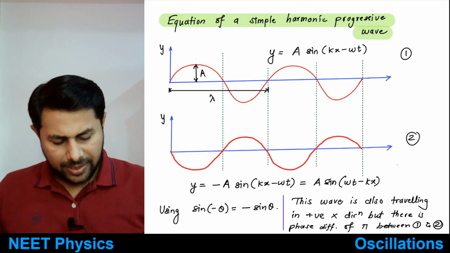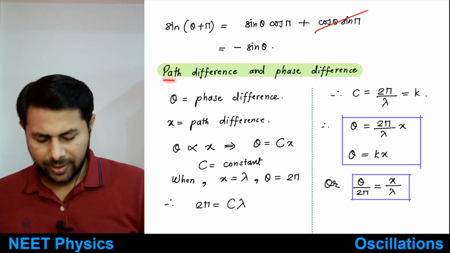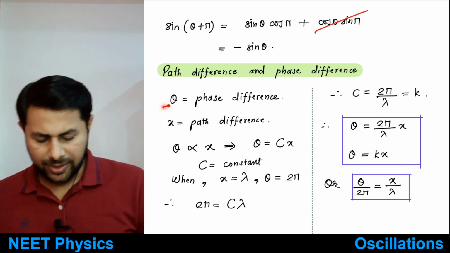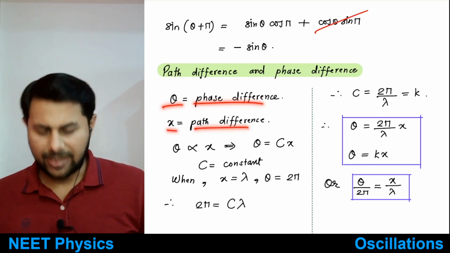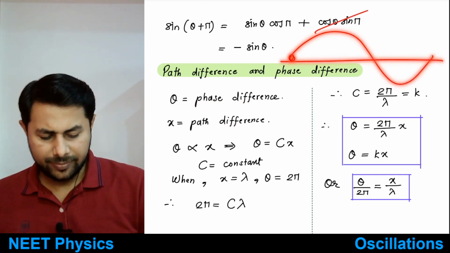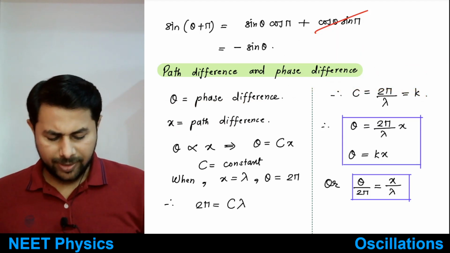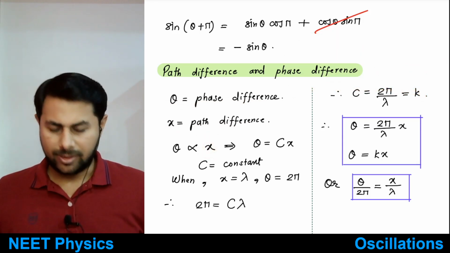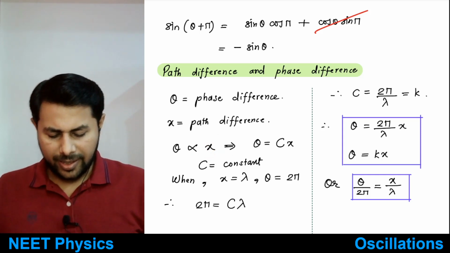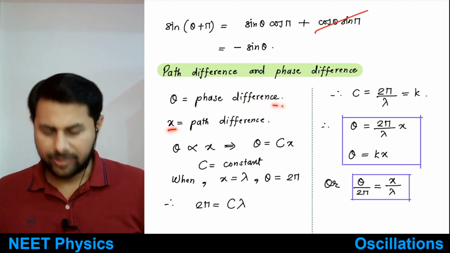All right. So that thing I have written explicitly here. Right. So then let's next see the path difference and phase difference. Okay. So theta is suppose the phase difference and x is the path difference. So what is path difference? Suppose you have 2 points of the medium separated by some distance x, and theta is the phase difference between them.